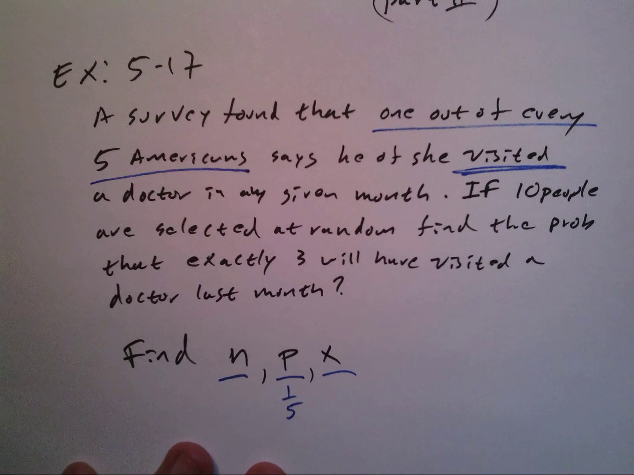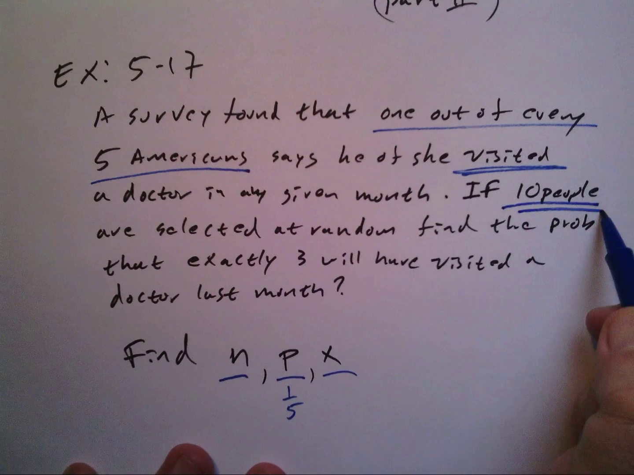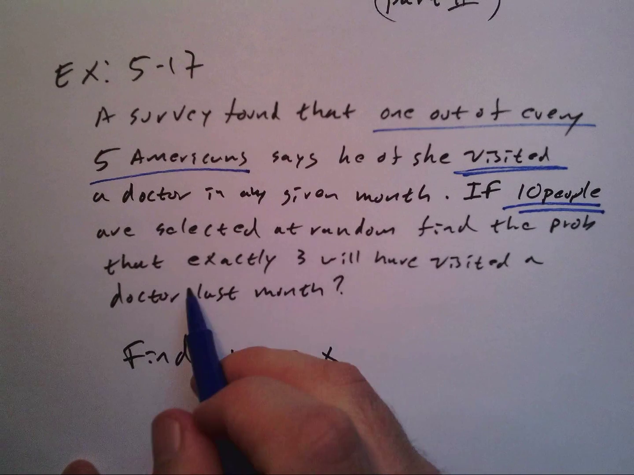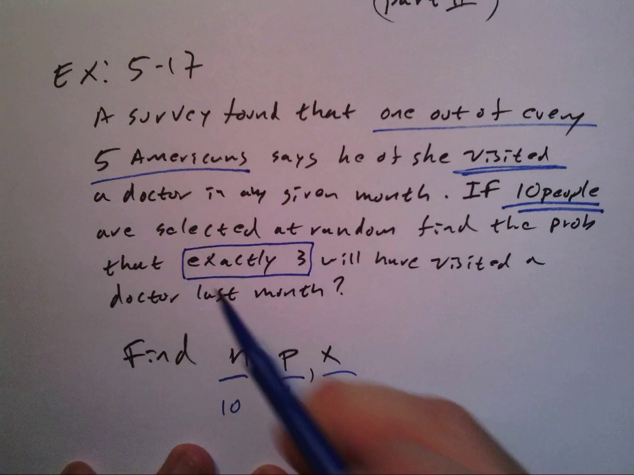Alright, if 10 people are selected at random, wait, how many people did we ask? How many people gave a yes-no response? 10 people. That's going to be our n. And we want exactly 3.